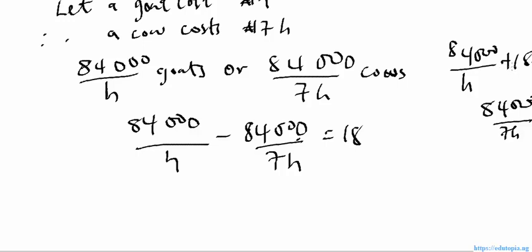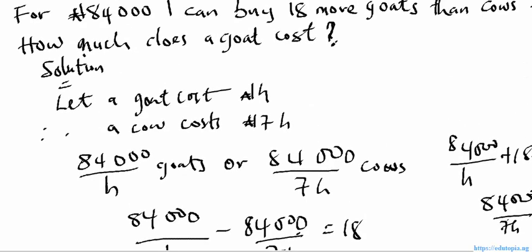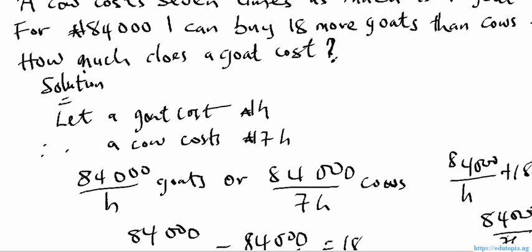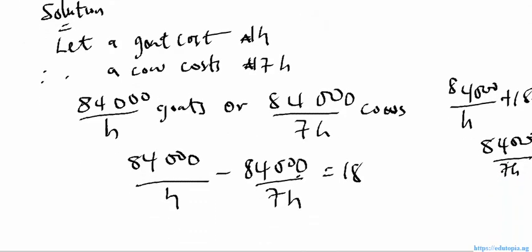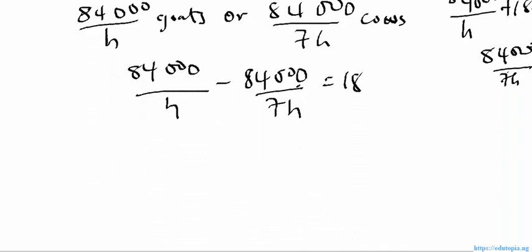When you take the 18 to the other side, the car term comes to the left-hand side and becomes minus. If it were not so, it would have been 84,000 over H plus 18 more goods, because it is more than cars. Since I can buy 18 more goods than cars, the goods are greater, so this is why we have the negative sign there.